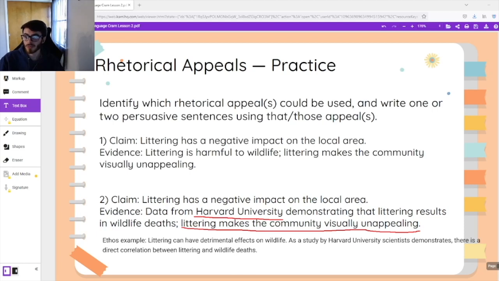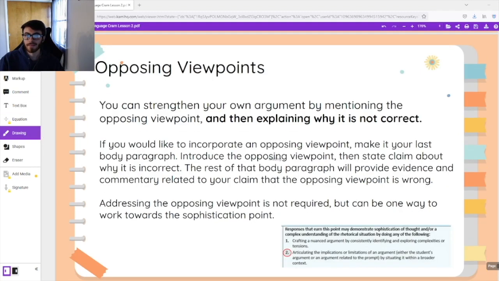There's one final way that we're going to talk about to make your argument stronger. And that final method, that final thing we can do, is opposing viewpoints. And you might think that doesn't make a whole lot of sense. Opposing viewpoints are going to weaken our argument, aren't they? Well, if you do it incorrectly, sure.